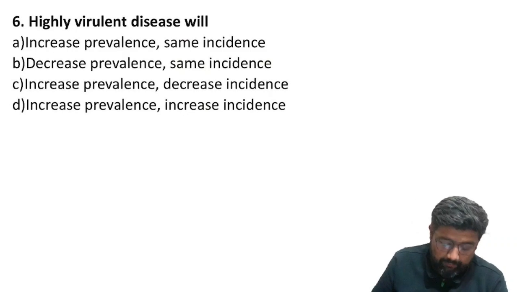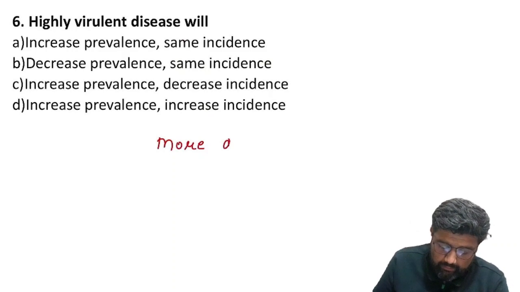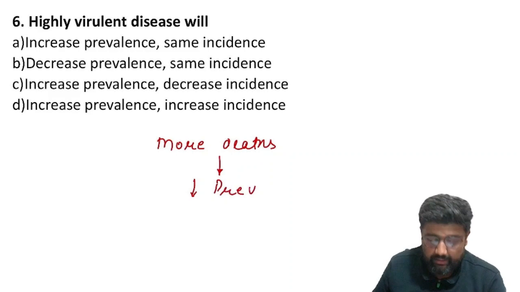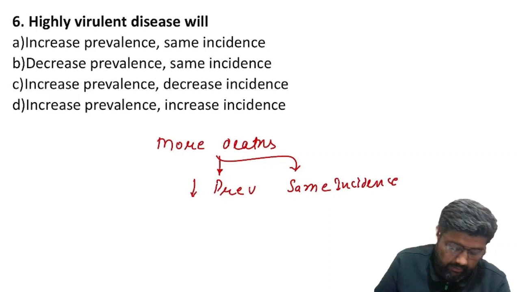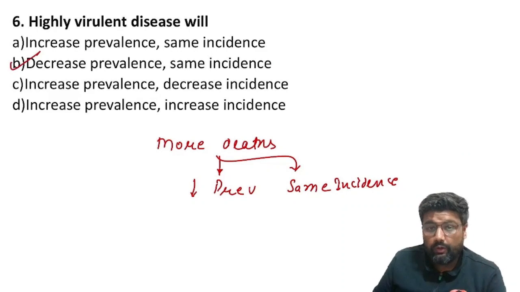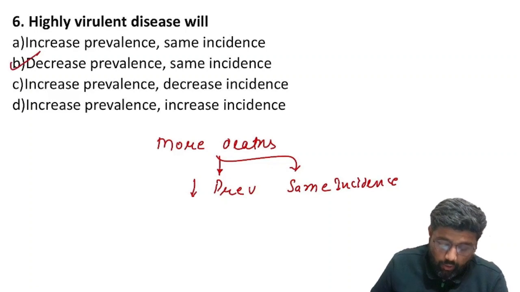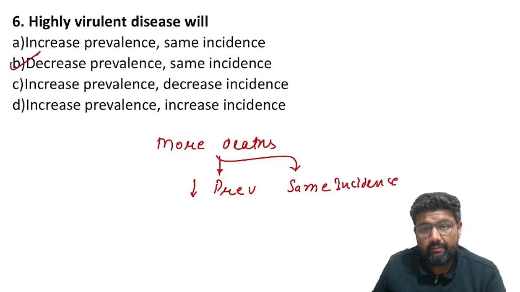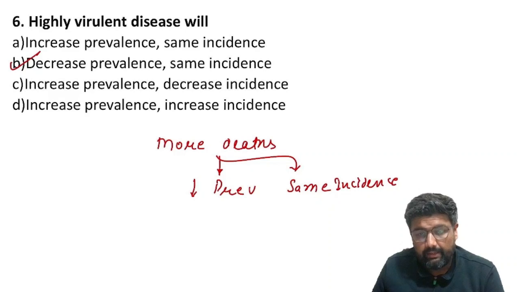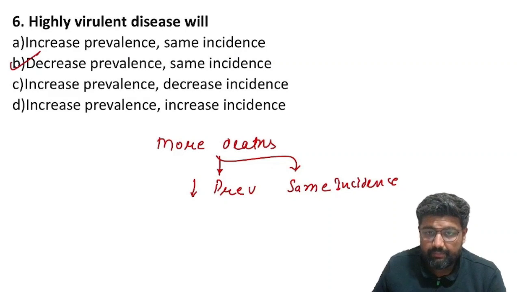High virulence means more death. If there are more deaths, it will decrease prevalence, and incidence will be same. So here the correct answer is option B. When more deaths are there, or another scenario where the disease is very much treatable, in both the cases there will be less number of cases in the community, and that is why less prevalence.